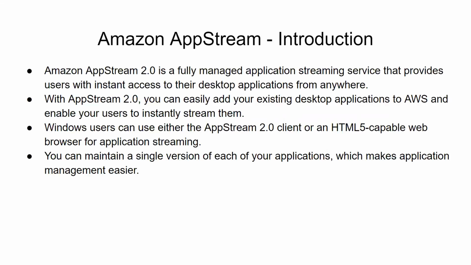So Amazon AppStream 2.0, it's a fully managed application streaming service that provides users with instant access to their desktop applications from anywhere. So you can easily add your existing desktop applications, such as if you want to add Microsoft Office, if you want to add Blender, if you want to go ahead and install NetBeans IDE and allow them to access NetBeans or Eclipse, it can be easily done. So all you need to do is just create an image with all of those applications and then use the image builder in order to go ahead and build that image, and then finally go ahead and deploy it onto a fleet of instances. So Windows users can either use AppStream 2.0 client, or they can use any HTML5 capable web browser. You can maintain single version of each of your application, which makes it easy to manage your applications.